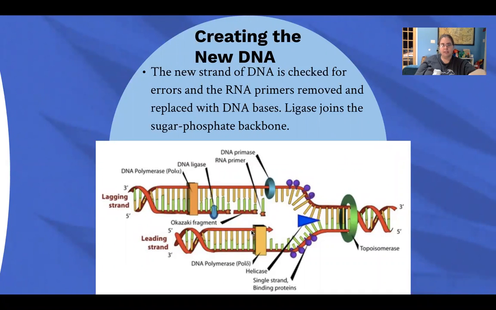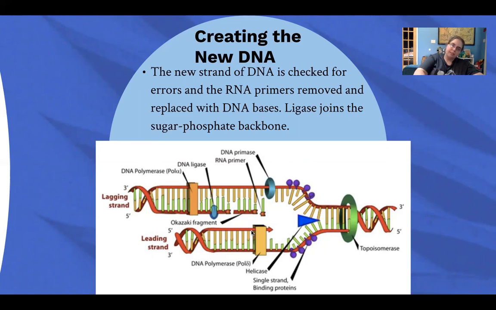Now, as it does this and as it finishes up different sections, it's also going to go back and check for errors. And that's actually what DNA polymerase does. Its job isn't just to build the new strand and build the new nucleotides. Once it's done with that, it actually goes back and proofreads its work. It checks to see if it made any errors. If it does find any errors, it will replace them with what should go there. It's also going to cut out those RNA primers and replace them with DNA bases, so actual DNA segments.